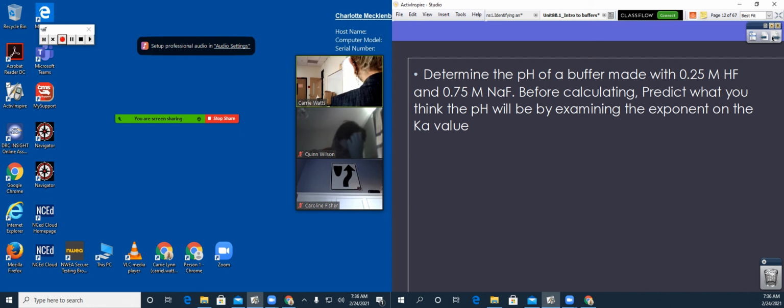Does anybody know? Let's look up first. We are going to do HF as our acid, so we're going to look up the Ka of HF. Depending on where you look, my green table for honors tells me it is 7.2 times 10 to the negative 4.